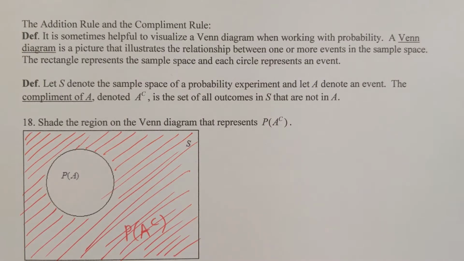Okay, so this is the start of section 5.2. We're going to talk about two things here, the addition rule and the complement rule. It's sometimes helpful to visualize a Venn diagram when working with probability. A Venn diagram is a picture that illustrates the relationship between one or more events in the sample space. And the rectangle represents the sample space, and each circle represents an event.